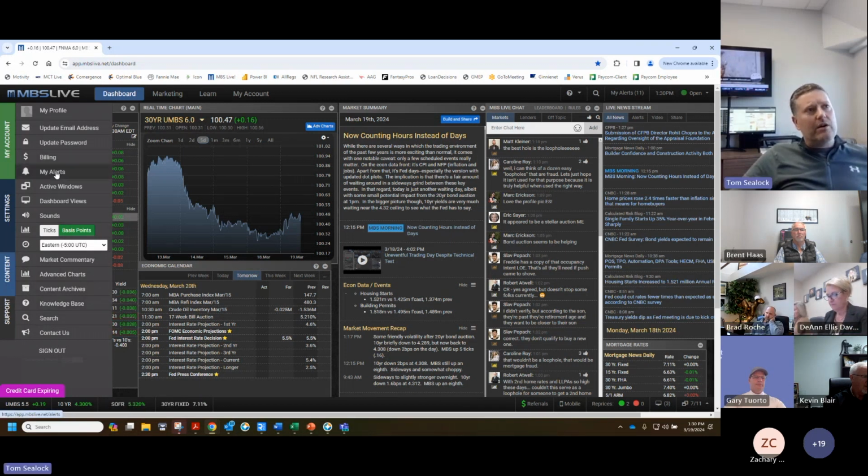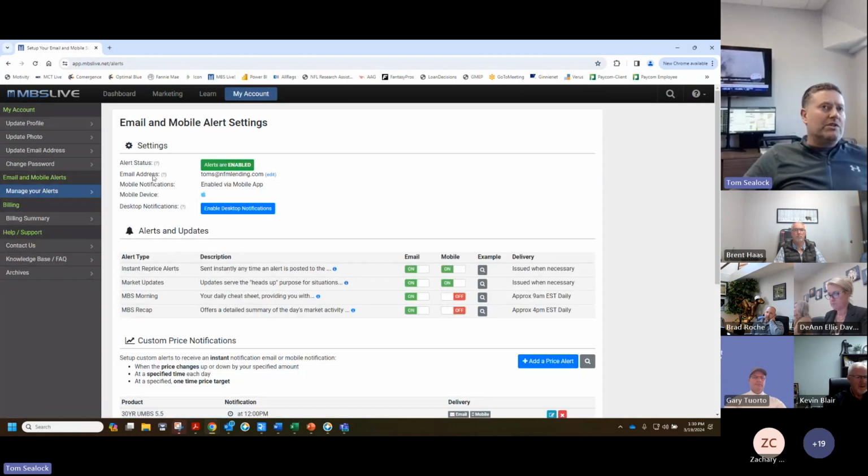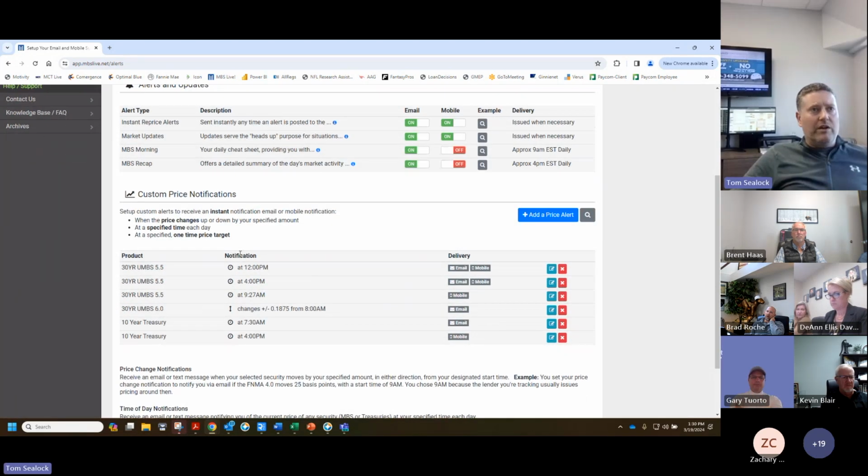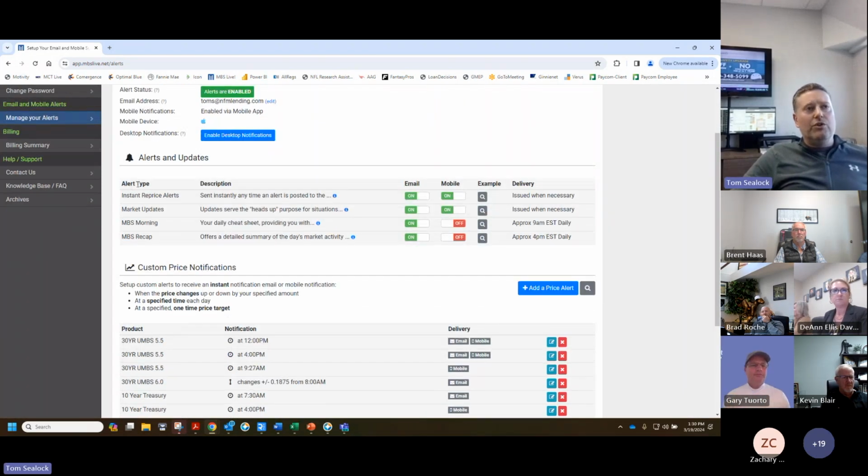Well, so you can set up alerts to be email, you can do text messages. I'll be on the road and I will get text message alerts and emails. It's a custom price notification. So you will get alerts whether you set it up for email or on your phone: instant reprice alerts, which are the ones that MBS Live is pushing, and market updates. I'll get those on my phone and email, as you can see.